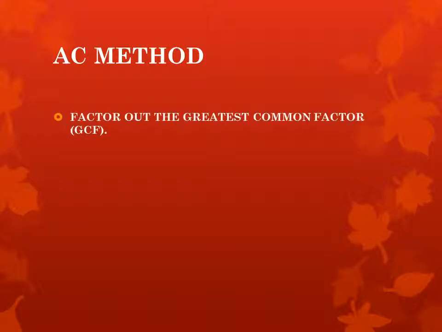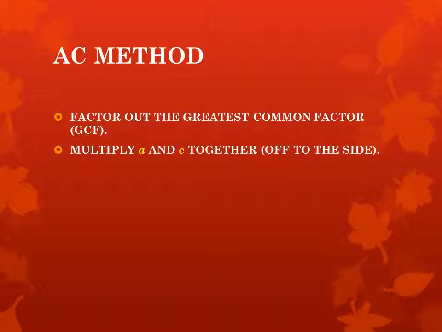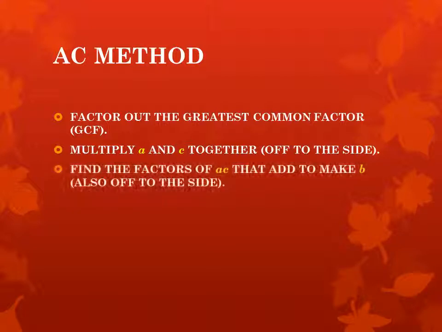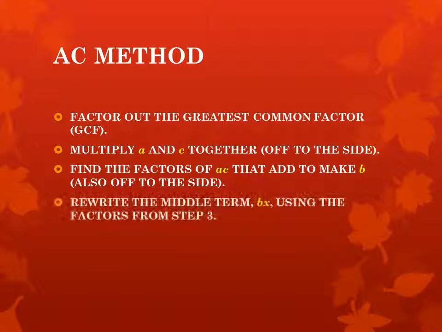Step 1. Factor out the greatest common factor, or GCF. Step 2. Multiply a and c together off to the side. Step 3. Find the factors of a times c that add to make b, also off to the side. Step 4. Rewrite the middle term, bx, using the factors from Step 3. And Step 5. Group and factor out the GCF.